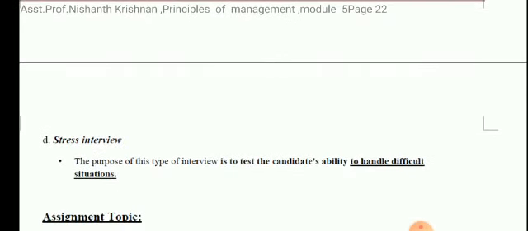Then the stress interview. The purpose of this type of interview is to test the candidate's ability to handle a difficult situation, whether he is able to handle that. So these are the techniques for selection.